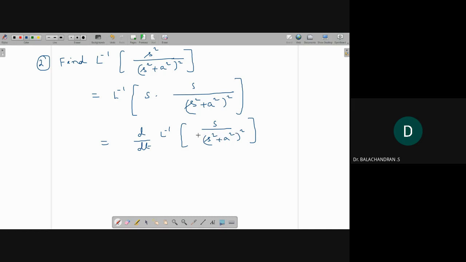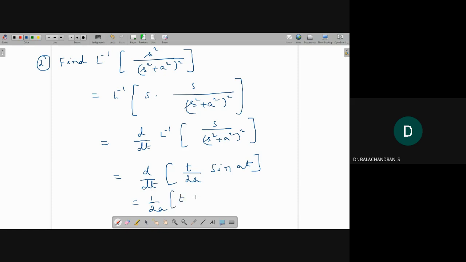L inverse of F of s is equal to t into L inverse of integration s to infinity F of s ds. So the only thing is we need to identify correctly which method. Once you identify the correct method, then you can easily do it. So now d by dt of, I directly use that value, but I don't want to do it again, t by 2a sin at. Now take 1 by 2a common, differentiation, UV method.